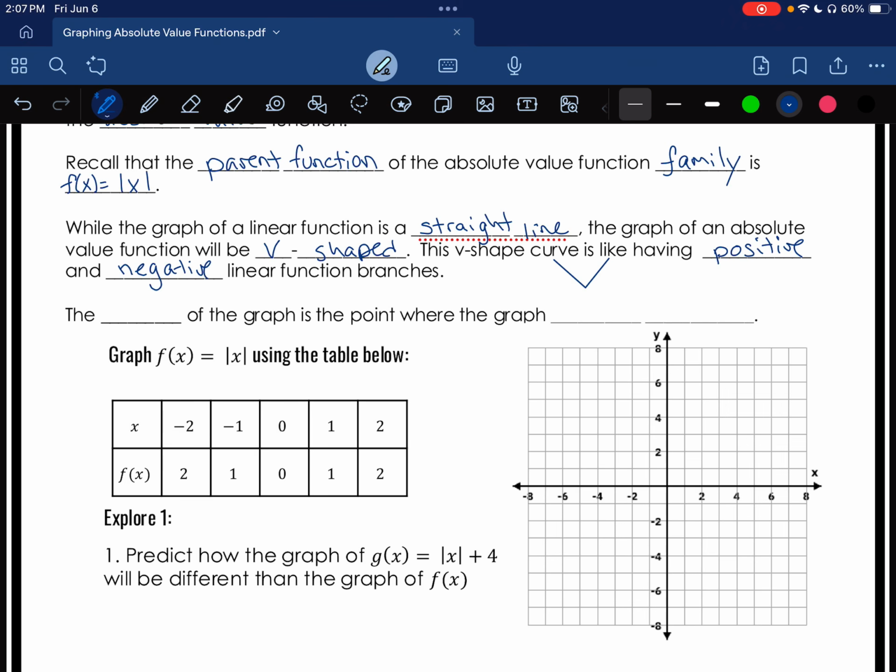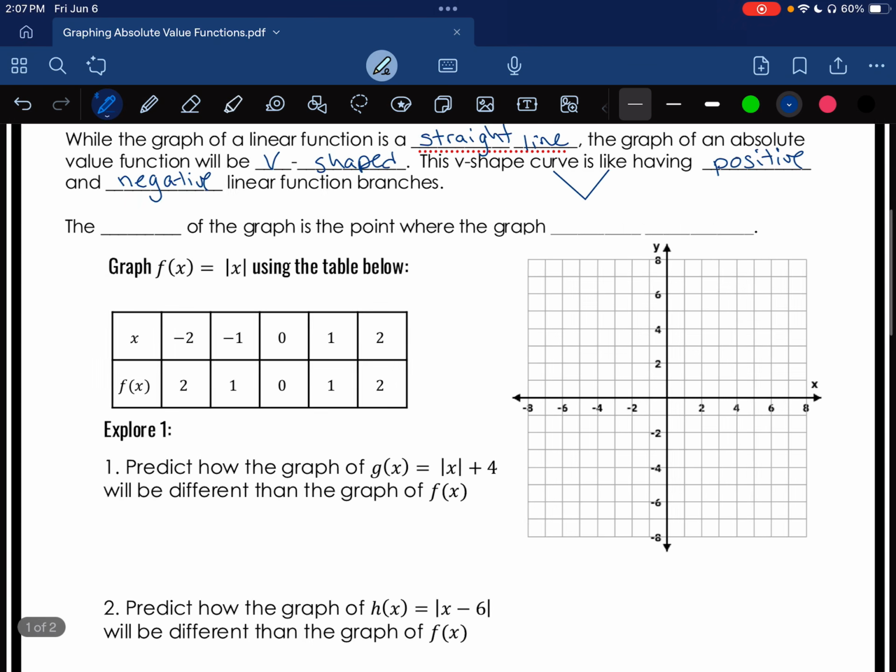The vertex, which is right here on the graph, is the point where the graph changes direction. So it goes from negative to positive, or positive to negative, in terms of the slope, or you can think of it as increasing to decreasing, or vice versa.